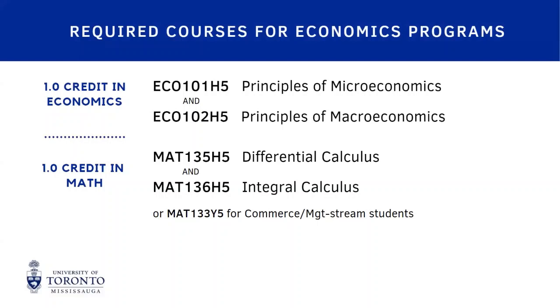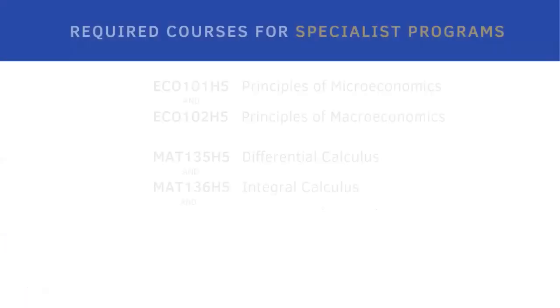This is the list of required courses for all economics programs at UTM. You will need 1 credit in economics. This is gained through taking ECO 101 and ECO 102. And you will also need 1 credit in math. Students can choose from the combination of Math 135 H5 Differential Calculus and Math 136 H5 Integral Calculus, or they can take the Math 133 Y5 course if you're in the Commerce or Management stream. There are some other math credit options that are available at UTM. If you have questions about this, please contact the Economics Academic Advisor.